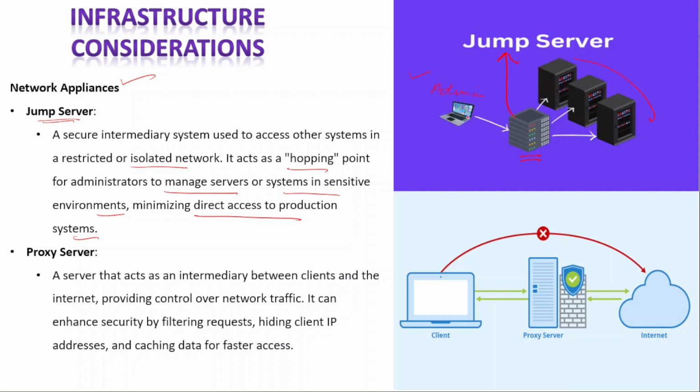In between, the admin first accesses this. He logs onto this server. This is a hardened and secured system, and from here, the admin can access this system. So the admin or developer is not allowed to directly access this system, and this jump server acts as, you can say, a proxy or a hopping server to protect this system from any direct external exposure.